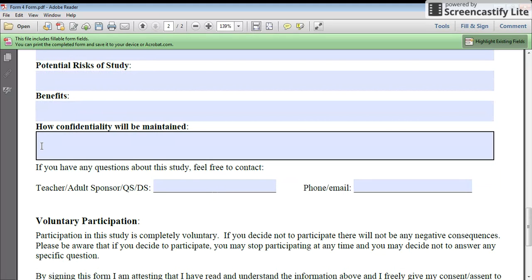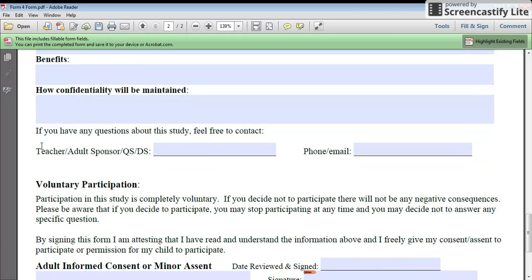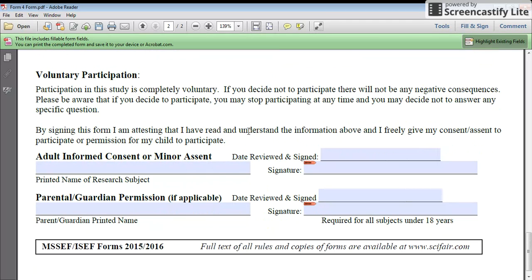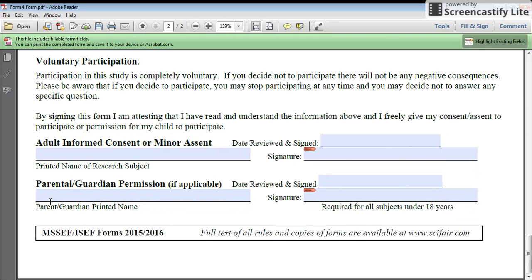And how will the student maintain confidentiality? Will they use ID numbers? What will they do to keep all of the personal information about each individual private and confidential? Again, this is where the teacher or adult sponsor, qualified scientist, or designated supervisor puts their name, phone, and email. And then the bottom portion is just indicating that this is voluntary participation. And here's where the adult informed consent or minor assent is listed. And then the parental guardian would sign here for their son or daughter. And that's how we would work on Human Subjects Form 4.